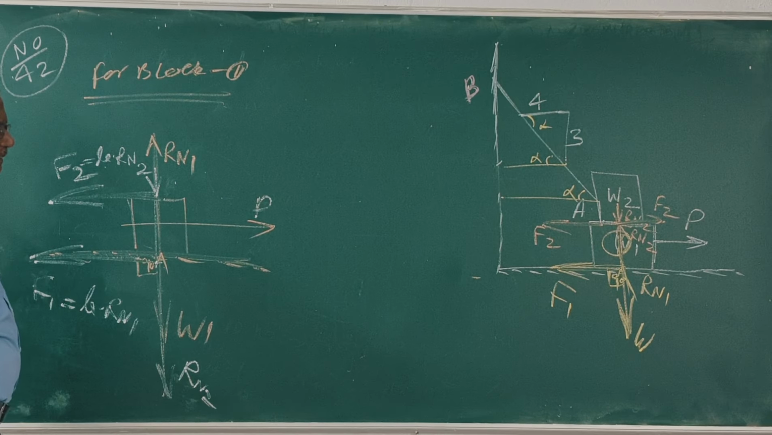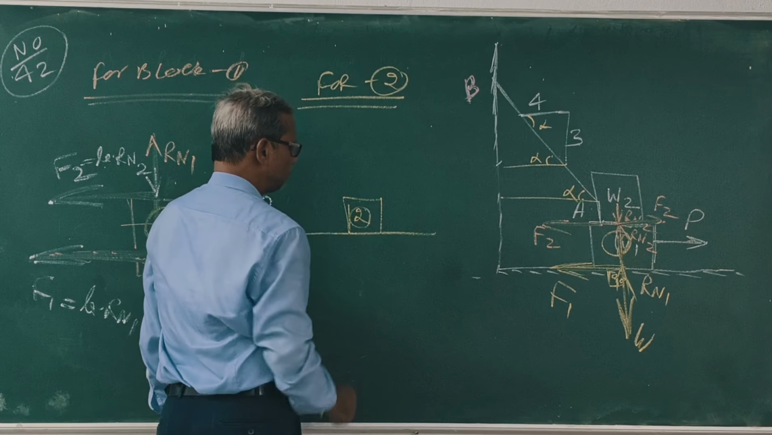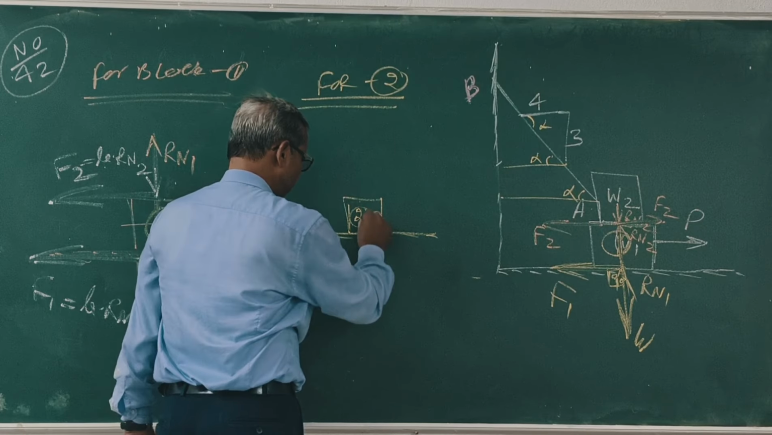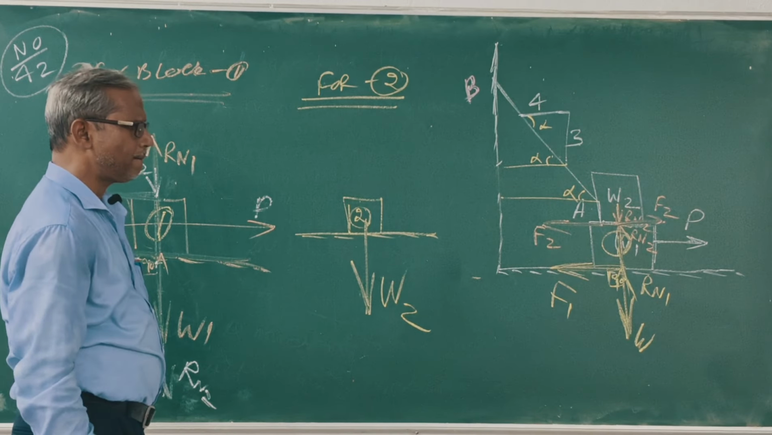Now, how many forces act on block 1? This is called block 1. For block 1: P, W1, Rn2, F1, F2, Rn1. Clear? For block 2, this is block 2, and this is weight W2. At this point, both blocks remain in equilibrium condition.